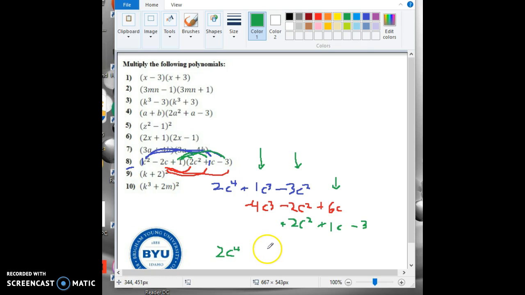I have positive 1c cubed minus 4c cubed, which is negative 3c cubed. I have negative 3c squared minus 2c squared plus 2c squared. Well, the minus 2c squared and the plus 2c squared will cancel, so I'm left with negative 3c squared. And then 6c plus 1c is 7c. And finally, the minus 3 doesn't have anything like it, so I just write it again, and that's my answer.